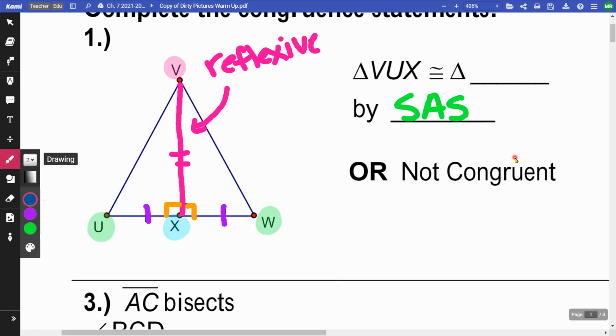So what's going to happen is when we say VUX, that's going to correspond with VW, because W is in the same spot as U. X. I have to keep that same order. So this is going to be VWX.